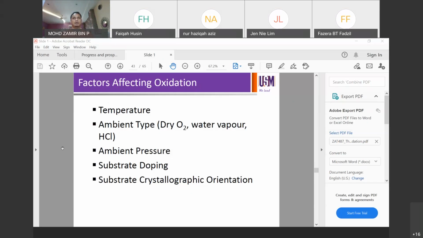Substrate doping as well will also affect your oxidation process. Substrate doping here means the doping level of your silicon wafer. So in comparison to 10 to the 16, 10 to the 19 will give you different oxidation rate, therefore different oxidation thickness, despite similar other parameter settings. Okay, and finally substrate crystallographic orientation. So we've discussed last time, if you run 100, 111, 101, they will actually give you different oxidation rate and therefore different thicknesses of your oxide.